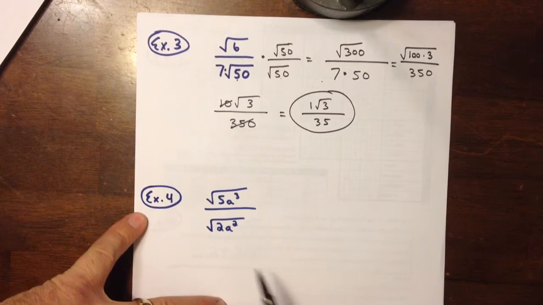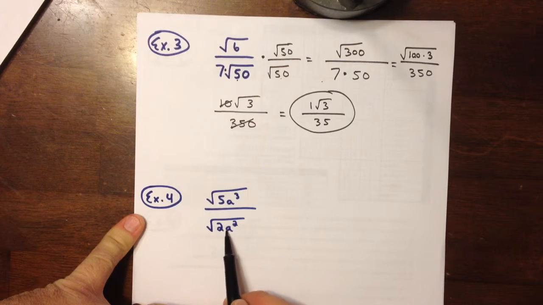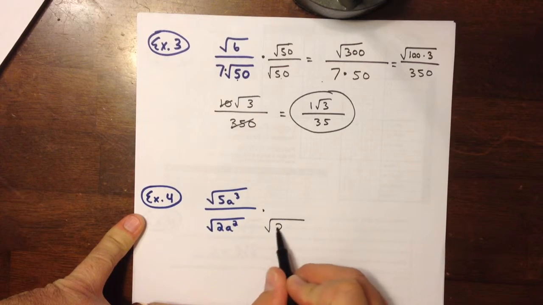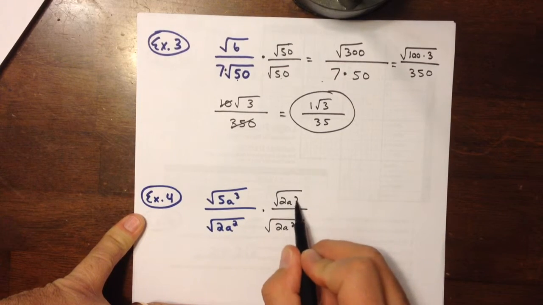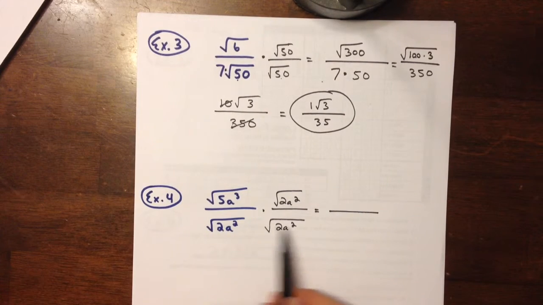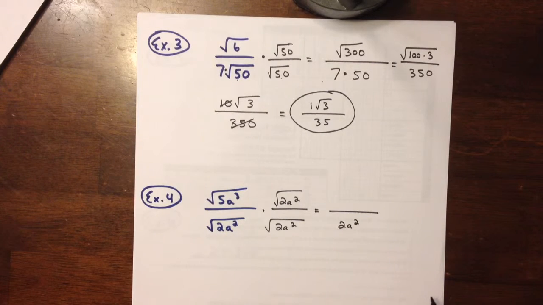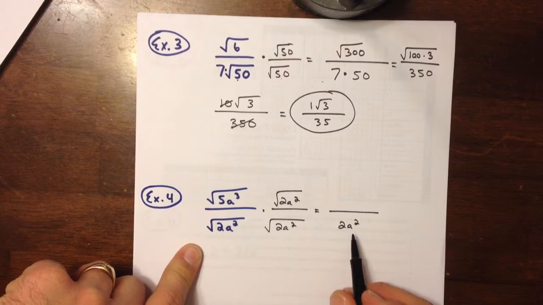Okay, we go down here to example 4. Again, don't be intimidated by the radical 2a squared. To get rid of that radical, just multiply by the radical. Any radical times itself is just the radicand, which is what's underneath the radical. So that's taken care of in the bottom.